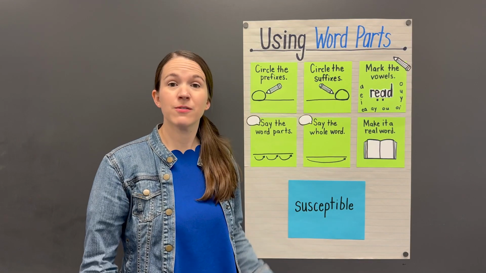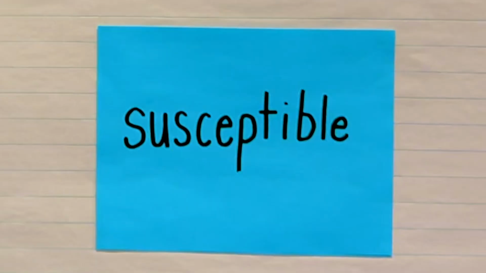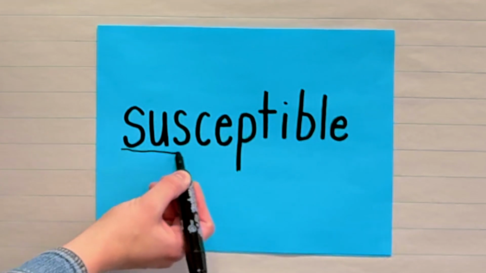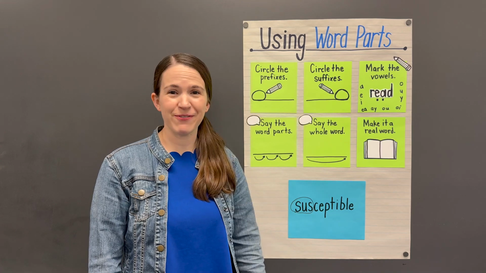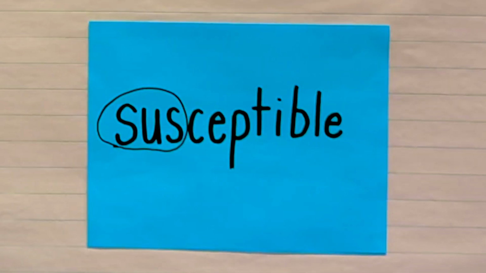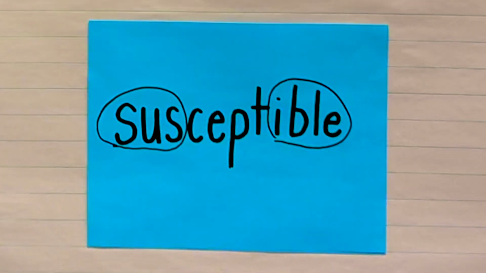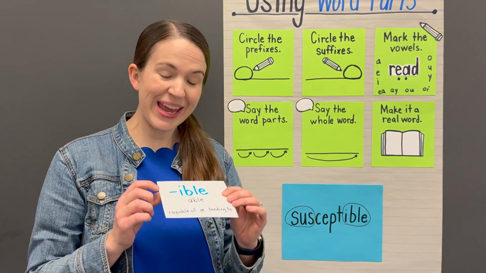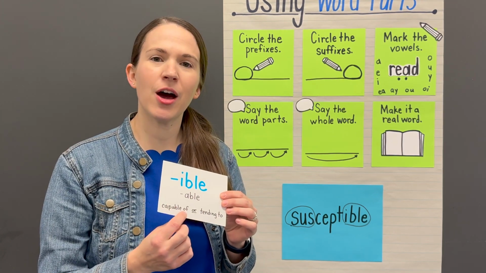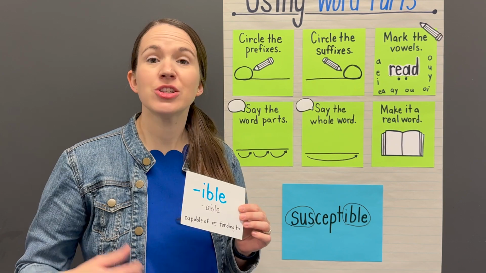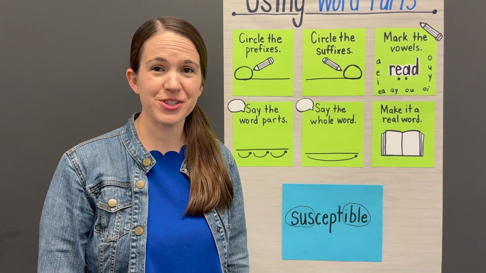Here's another word. First, let's circle the prefixes. Do you see any prefixes? Here's S-U-S, sus. Next, let's circle the suffixes. What do you see? The suffix I-B-L-E is pronounced able. It's related to the suffix A-B-L-E, and it can mean capable of or tending to. It's usually added to verbs to form adjectives or describing words.